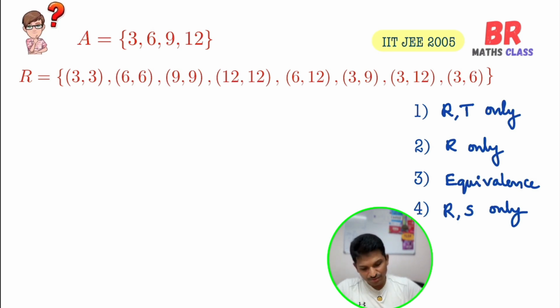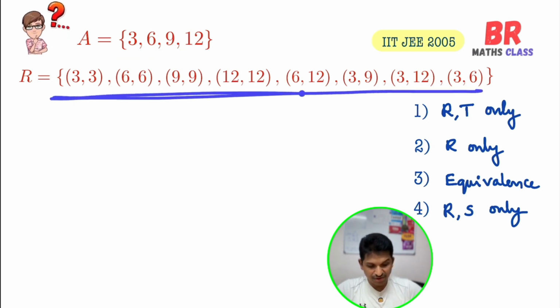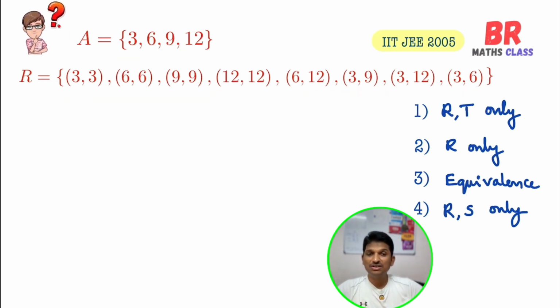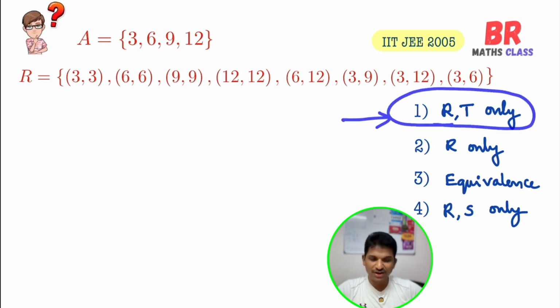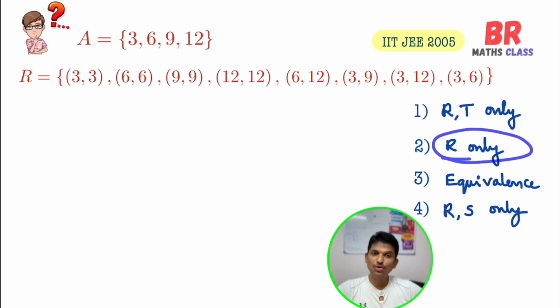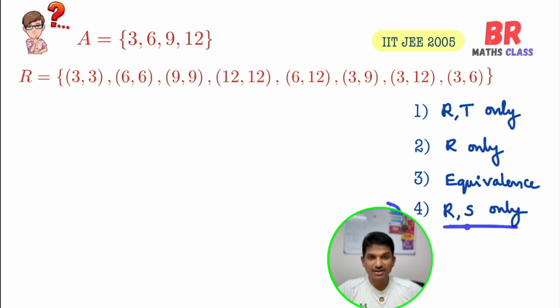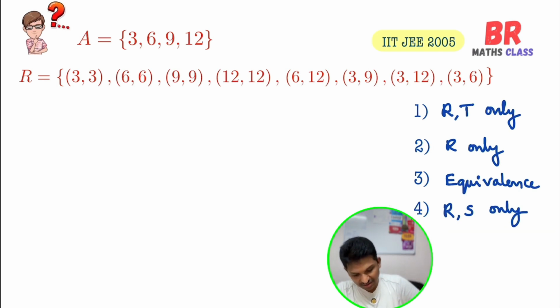Okay, you see this question. They gave set A as 3, 6, 9, 12 and a relation is given like this. They are asking what this relation is. Is it reflexive and transitive only? Reflexive only? An equivalence relation? Reflexive and symmetric only? Which option is correct? First we will check the reflexive part.